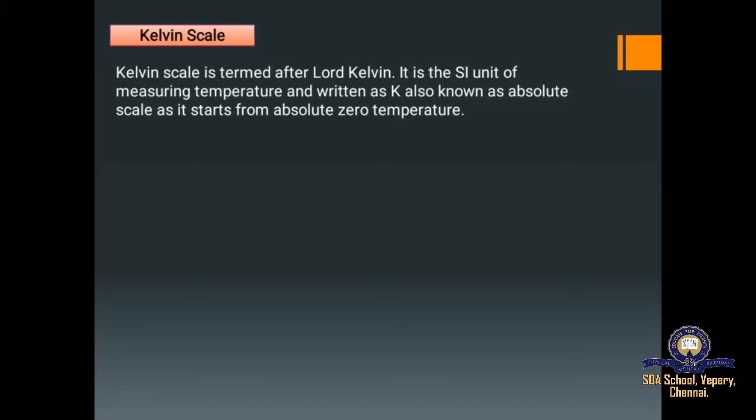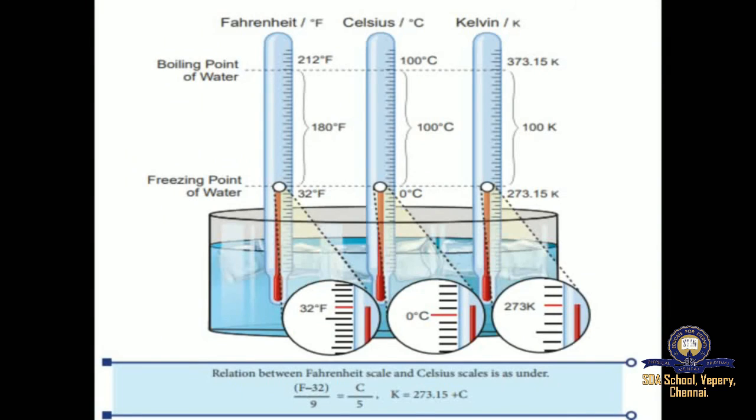The next scale is Kelvin scale. Kelvin scale is named after Lord Kelvin. It is the SI unit of measuring temperature and written as capital K, also known as absolute scale, as it starts from absolute zero temperature. Temperature in Celsius scale can be easily converted to Fahrenheit and Kelvin scale.